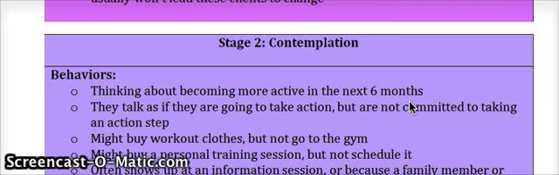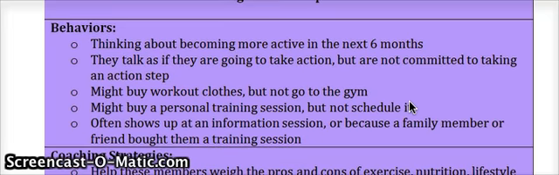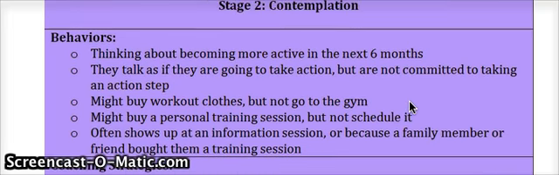So moving on to stage 2, contemplation. How do you know that these clients are interested? Well, they actually are thinking about becoming more active. Maybe not today, maybe not tomorrow, but maybe 6 months from now. They're a little tricky to identify because they're acting as if and they're talking as if they're already taking action.